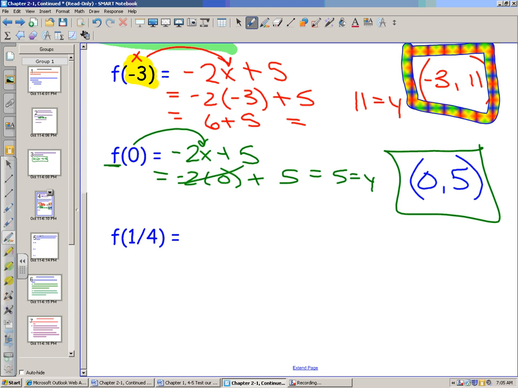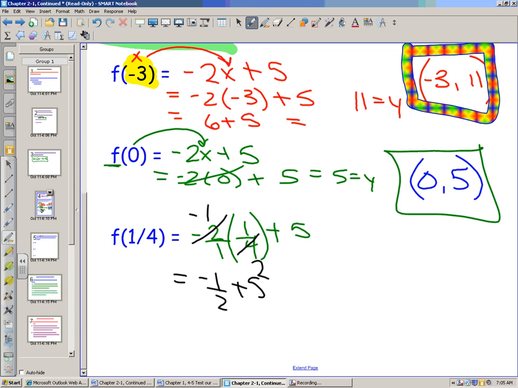Okay, we'll do the fraction. It's okay, no stressing. Remember, we already know how to deal with fractions. Negative 2, plug in the 1/4, plus 5. Put the negative 2 over 1. What happens, folks? I hope you said cross cancel. The 4 becomes a 2. This becomes a negative 1. To give me negative 1/2 plus 5.